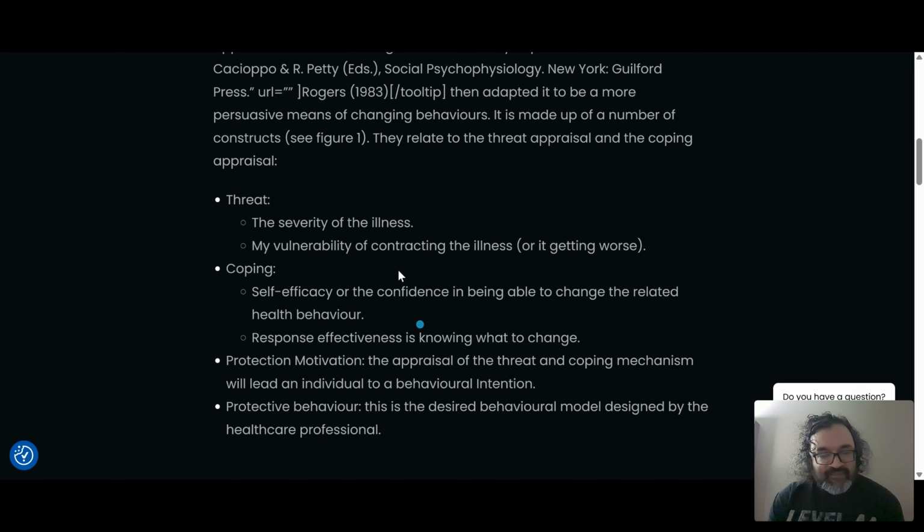So this also is used for persuading consumers to use less energy, and there's a lot of different components that protection motivation theory looks at. Here's the references. So that sums up what protection motivation theory is.